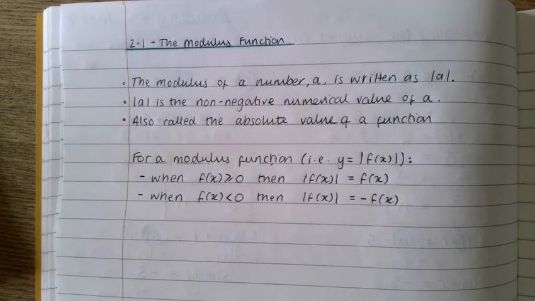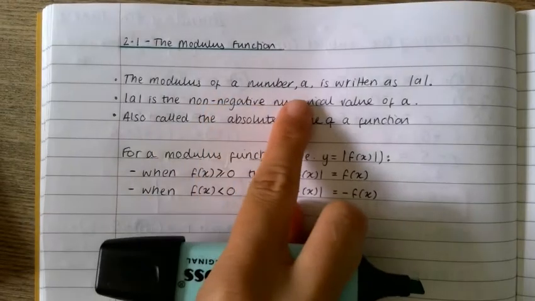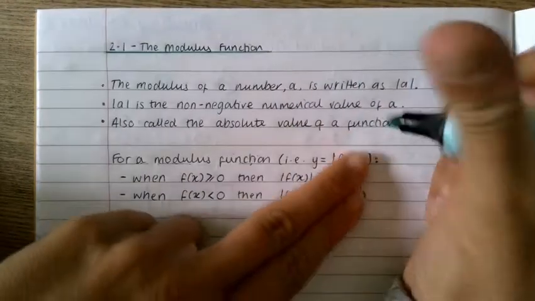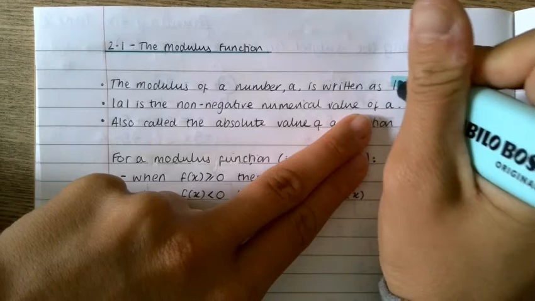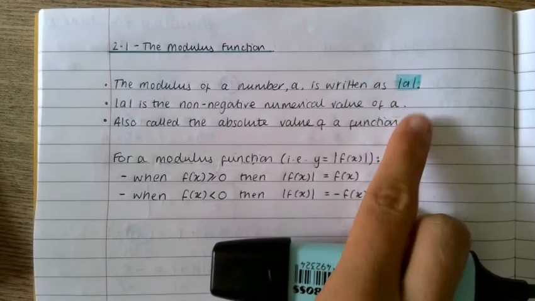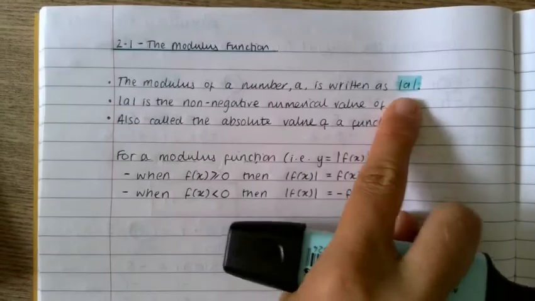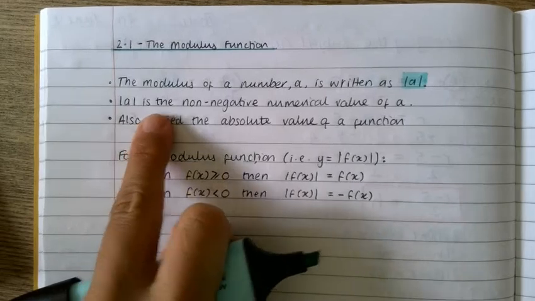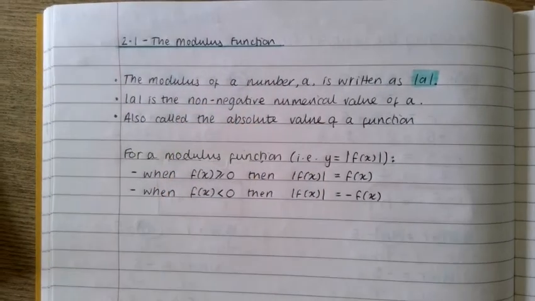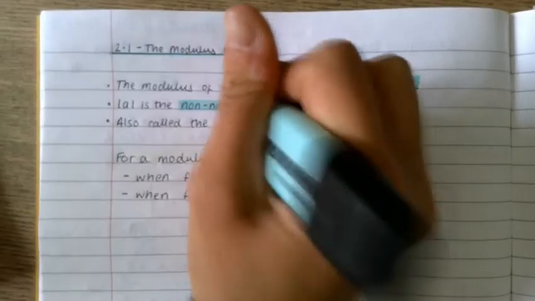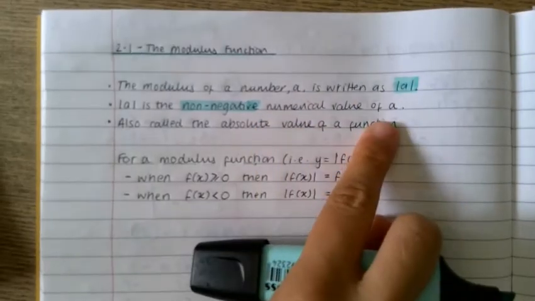The modulus of a number a, so the modulus of any number, is written like this. You can see the number a with two vertical lines either side of it. That means the modulus of a. Now the modulus of a is the non-negative numerical value of a.